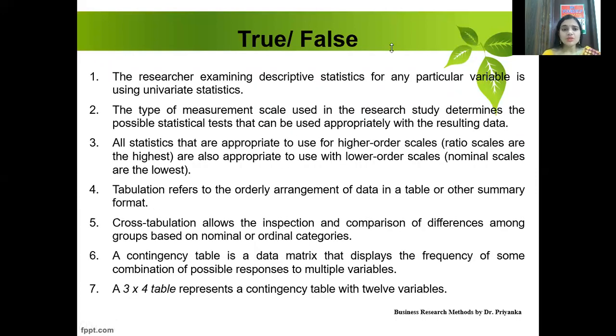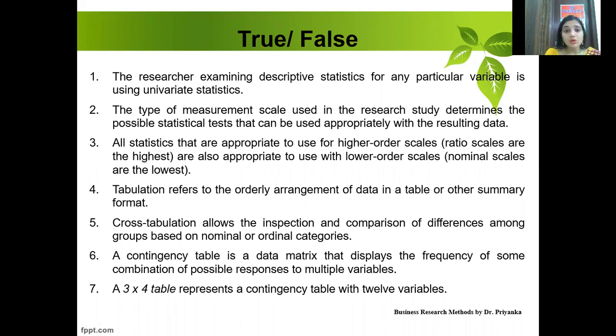Let us discuss some true false. The researcher examining descriptive statistics for any particular variable is using univariate statistics. Yes, it happens. Whatever kind of project you are using, you will definitely be using univariate statistics. That's true. Second, the type of measurement scale used in the research study determines the possible statistical test that can be used appropriately with the resulting data. Yes, true. Third, all statistics that are appropriate to use for higher order scales, ratio scales are the highest, are also appropriate to use with lower order scales, nominal scales, which are the lowest.